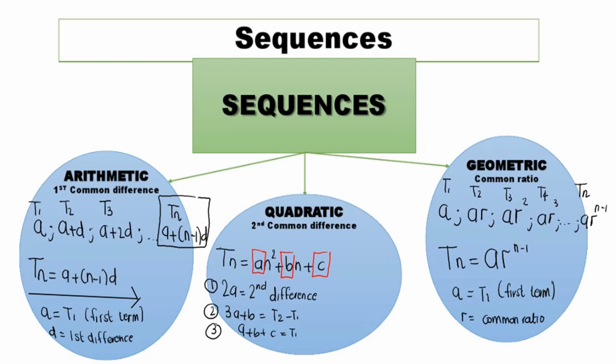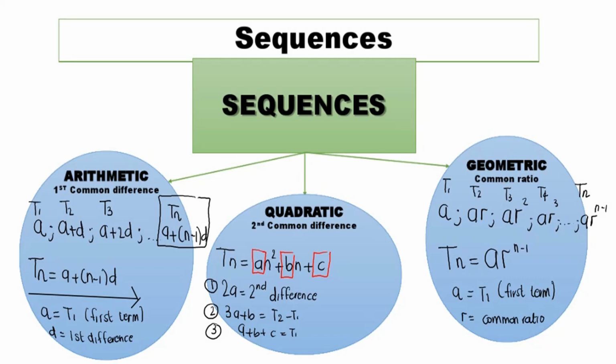All right, guys, so we've basically covered all that you need to know when it comes to sequences. You will be assessed on three kinds of sequences: the arithmetic sequence, the quadratic sequence, and the geometric sequence. For you to say that a sequence is arithmetic, that sequence needs to have a first common difference. For you to say that a sequence is quadratic, that sequence needs to have a second common difference. And for you to say that a sequence is geometric, that sequence has to have a common ratio.